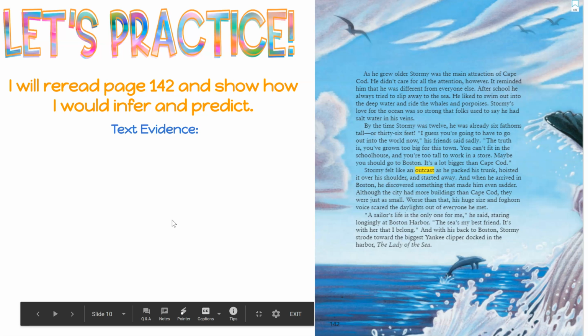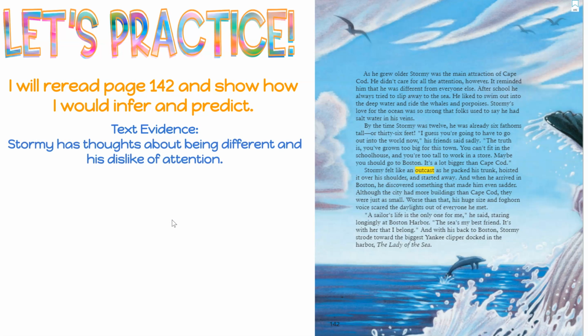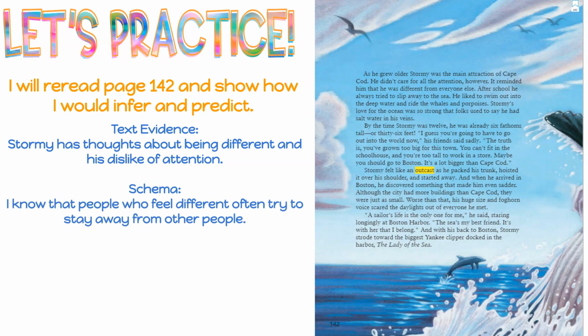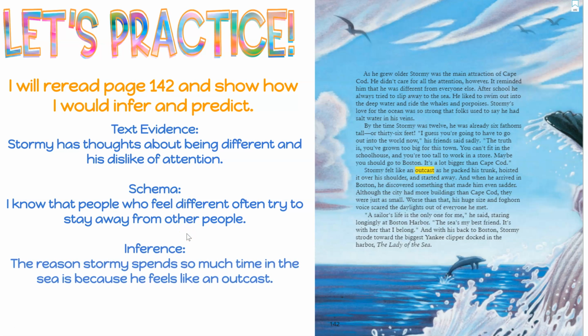Here is the text evidence that I read. Stormy has thoughts about being different and has a dislike of attention. The schema that I know in my brain is that people who feel different often try to stay away from other people. When I put these two pieces of information together, I can make an inference and understand that the reason Stormy spends so much time in the sea is because he feels like an outcast.